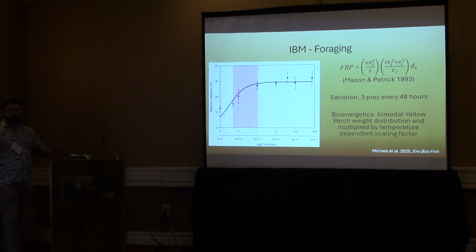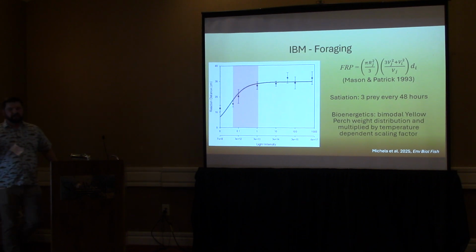Now in the model, of course, when you run it the first time, you realize all of your prey are gone, and that's because there's no satiation. So we had to add a satiation constant, and we used some growth experiments that we did in the lab as well. We found that basically about 3 prey every 48 hours is what was satiating our predators. So we added that into the model as well, followed by all of our bioenergetic components.